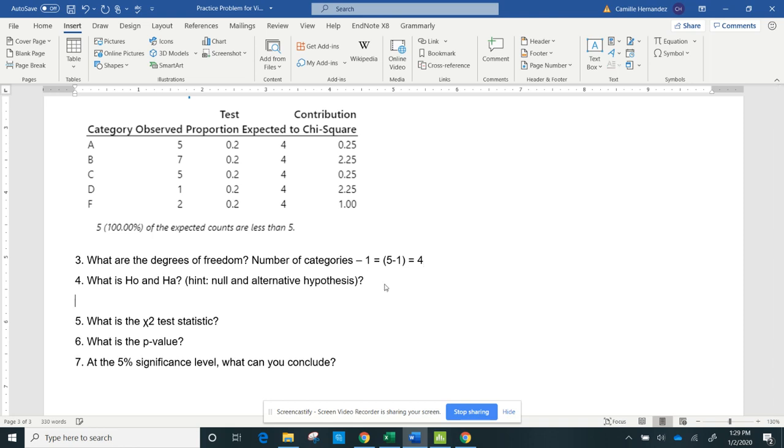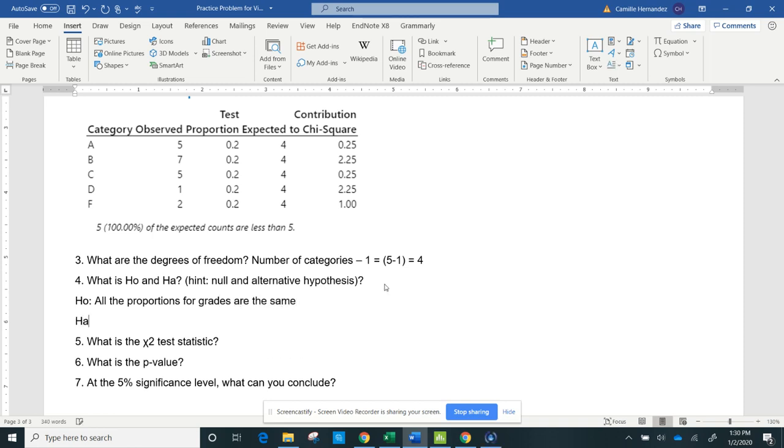All right, so let's do my null and my alternative. My null is that all the probabilities, or excuse me, all the proportions for grades are the same. Okay, what's my alternative? At least one proportion is different. Okay, so I have my two hypotheses. So now I can solve my problem.